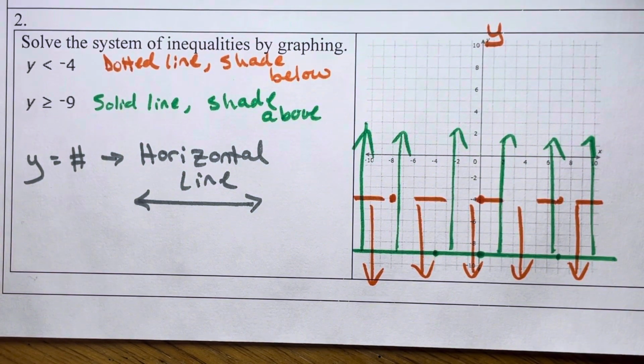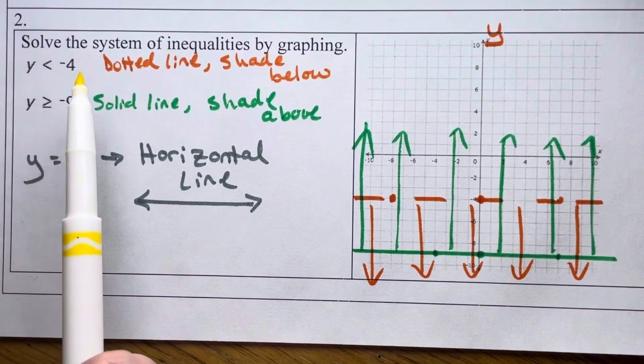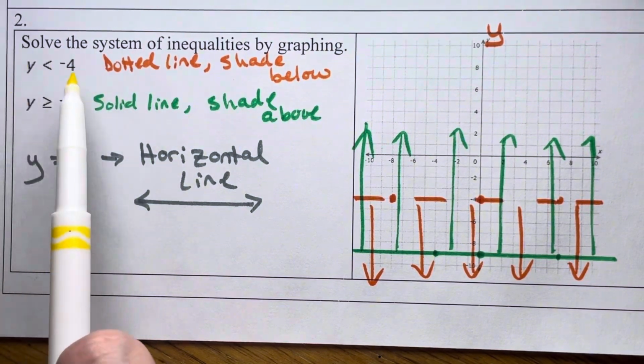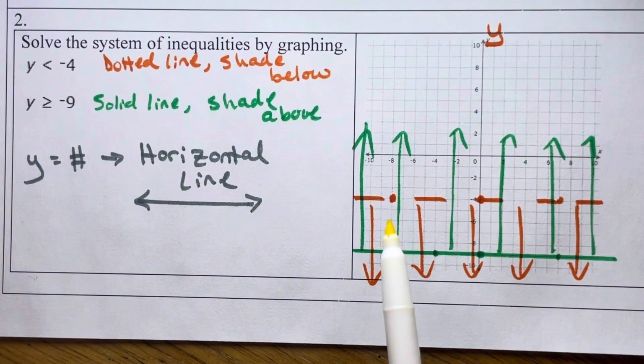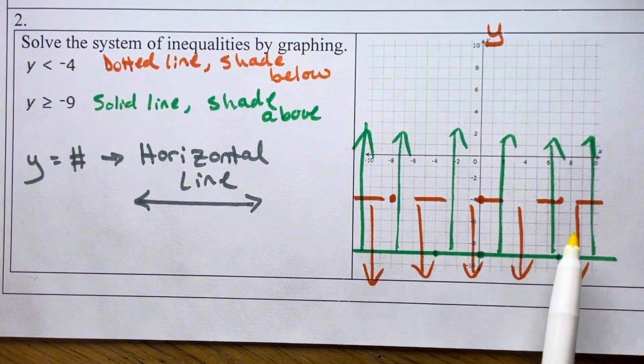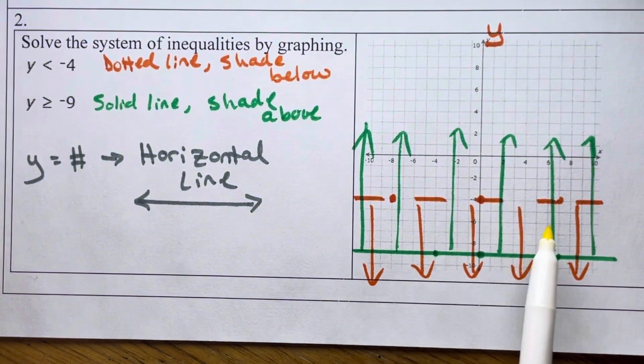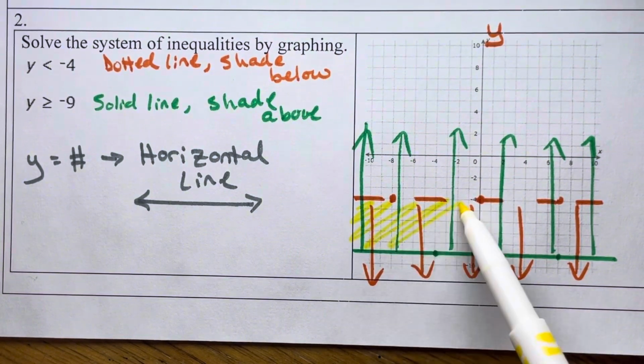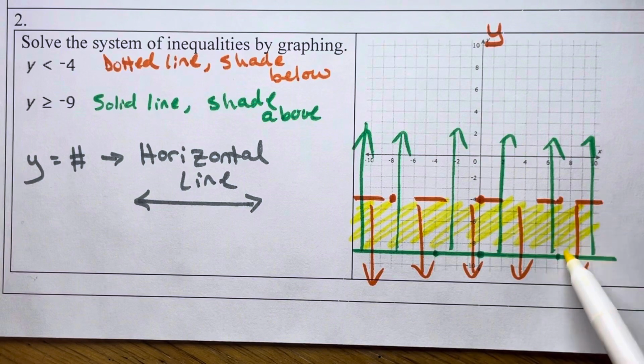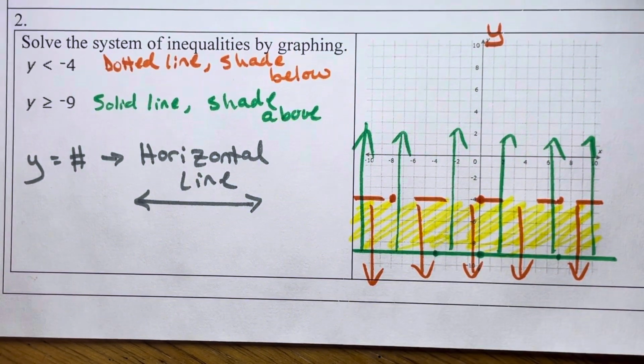And we now get to answer our question of where is the solution set for this particular system of inequalities. It's where our two colors overlap, our shaded regions of orange and green overlap, and that will be here, right in between them. And there you go.